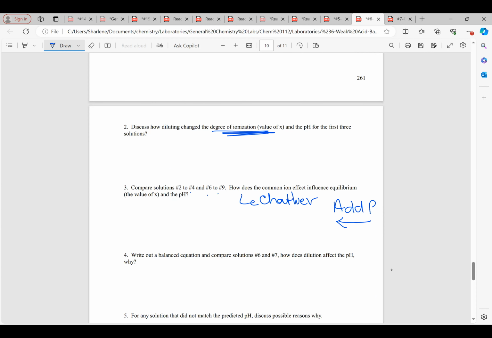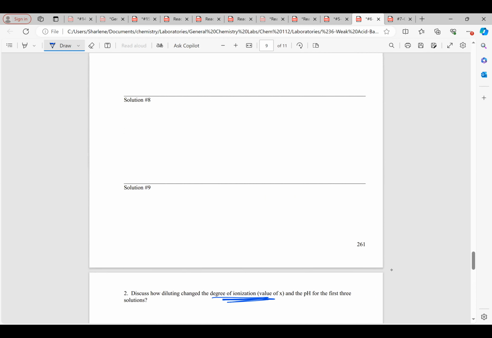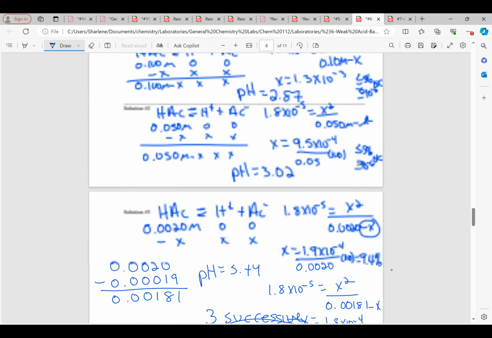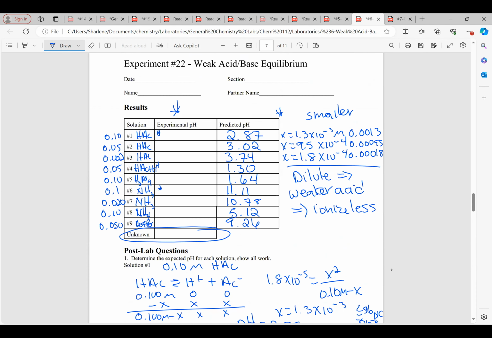So let's go up here. Solutions 2, 4, 6, and 9. In solution 2, it was 3.02. And when I added the protons, when I added hydrochloric acid, it went to 1.3. So the common ion shifted it to the left, but who's controlling the pH? The strong acid.